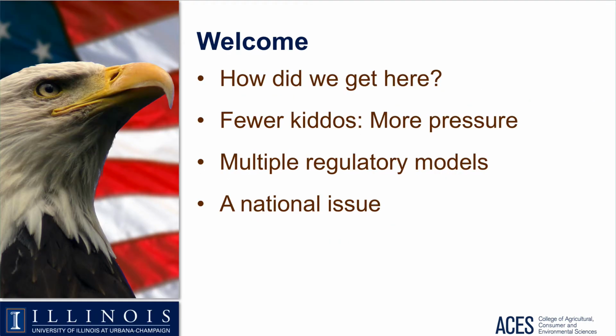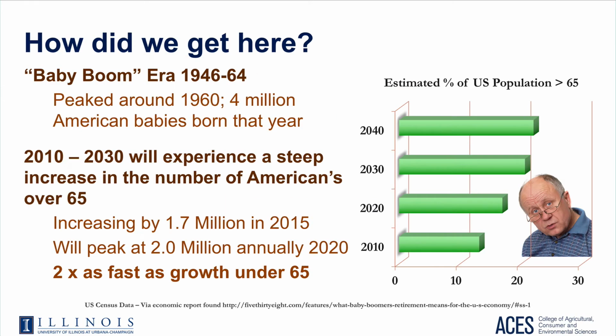So first off, how do we get here? Well, we have to understand the context of the rule before the rule makes any sense. Why did we need it? And regardless of your philosophy, if this is good for consumers or bad for consumers, how did we get here? What caused this rule to come into play? Once you understand that, you're going to understand the rule a lot better. Well, really we get into this idea of fewer kids, more pressure, fewer babies, more benefits. We'll see that in a few moments. There's a lot of regulatory models, and this has become a real national issue. So let's kick it off.